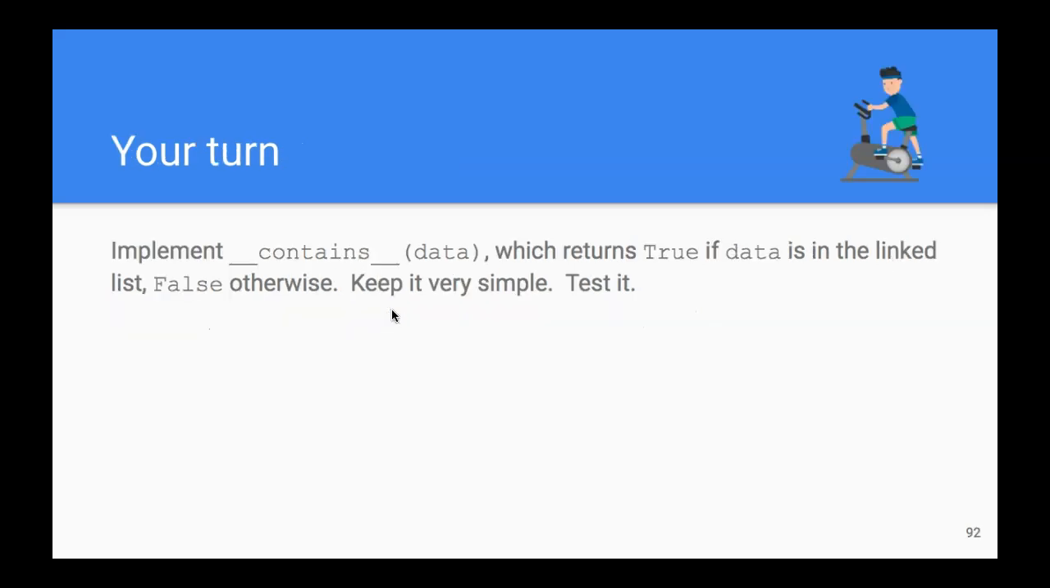So in that case, I'm going to ask you to pause the video and actually implement the dunder contains data method. What it should do is that it returns true if data is in the linked list and false otherwise. Now you should be able to keep this very, very simple, and make sure once you're done, test it.